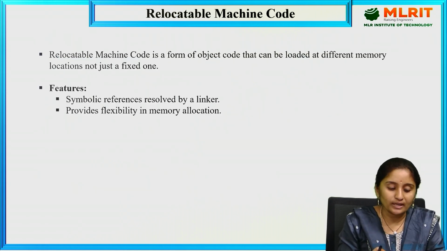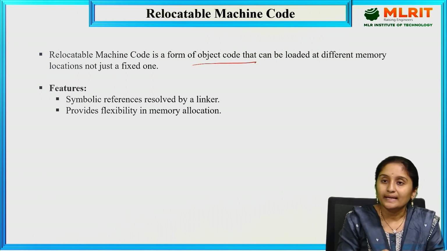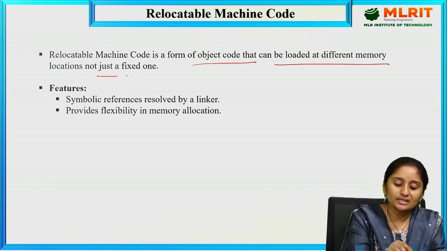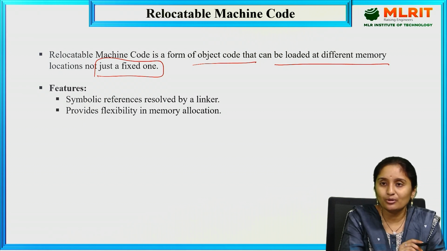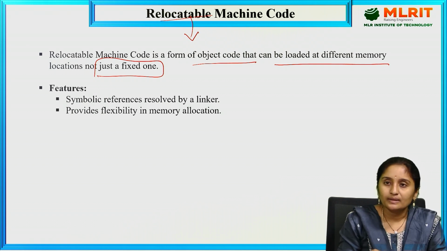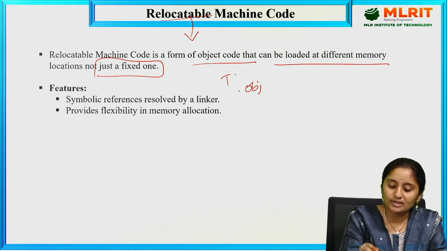The next one is relocatable machine code. Relocatable machine code is a form of object code that can be loaded at different memory locations. It is not just a fixed one; the memory location can be any memory location. The name itself tells us that the memory is relocatable. The relocatable machine code generates the target program, the object code.